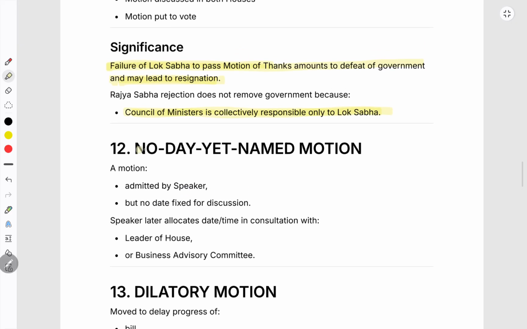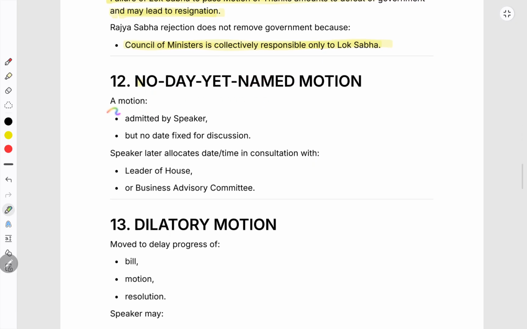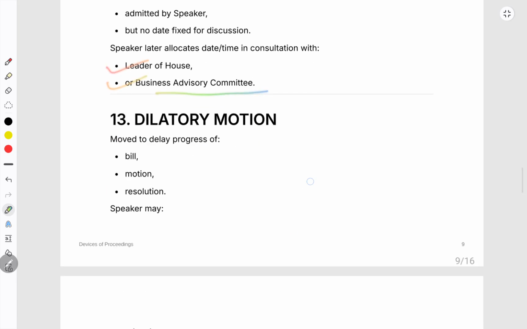Now next is no-day-yet-named motion. So by the name you can see that this motion is admitted by the Speaker but no date is fixed for discussion. Okay, so no date is yet named, so the Speaker will allocate date and time later, in consultation with the Leader of the House or the Business Advisory Committee.